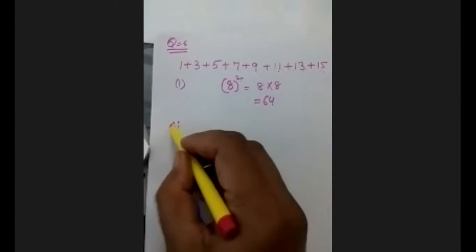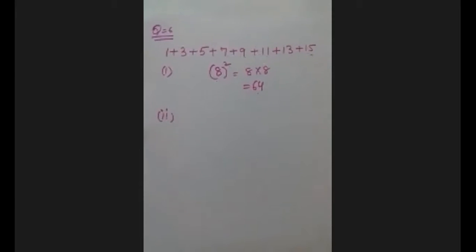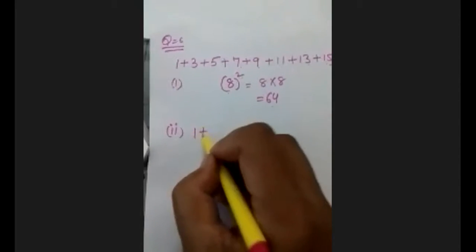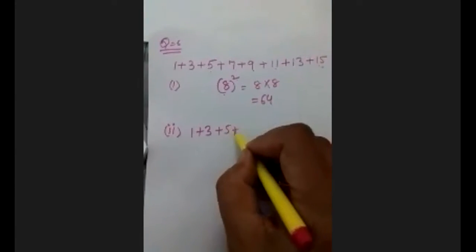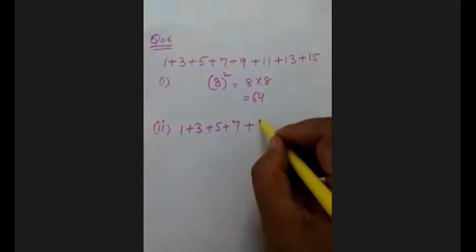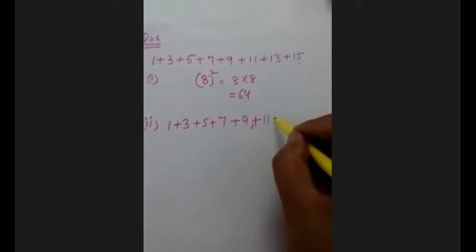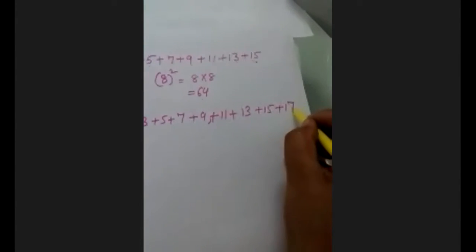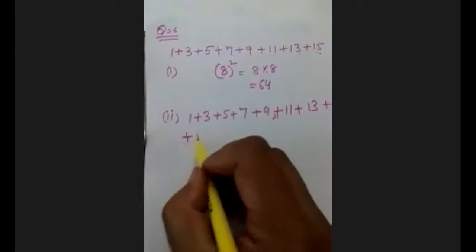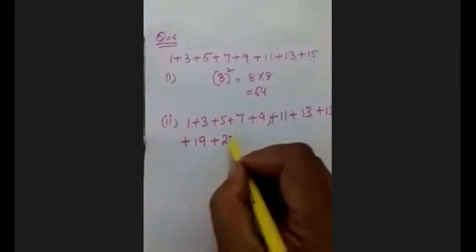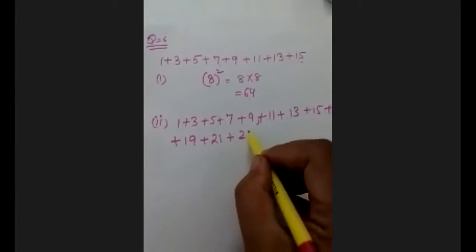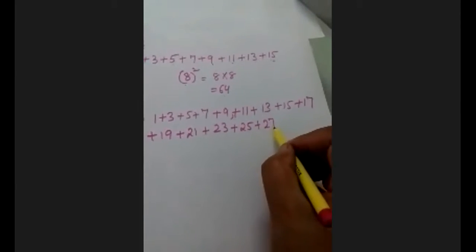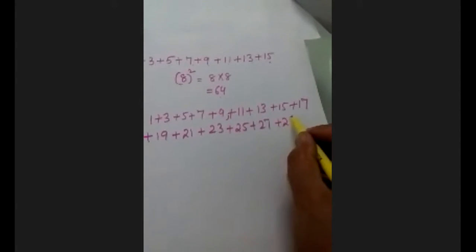Next is the second part. Now again, without adding, find the sum. Now once again, 1 plus 3 plus 5 plus 7 plus 9 plus 11 plus 13 plus 15 plus 17 plus 19 plus 21, 23, 25, 27, and the last number is 29.